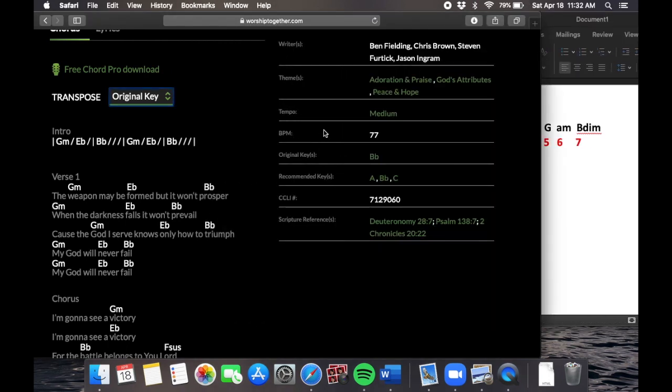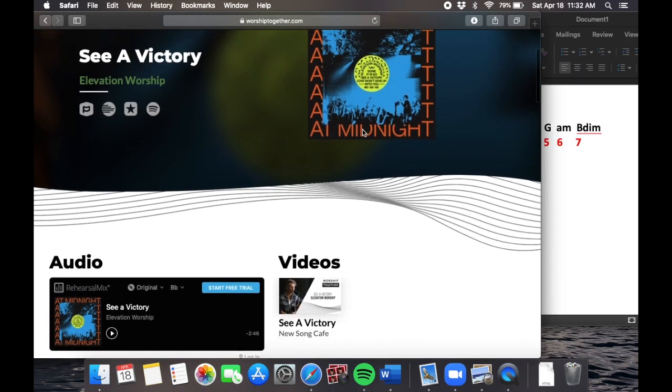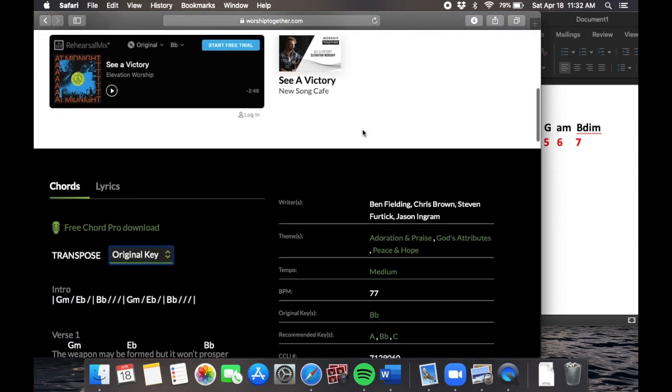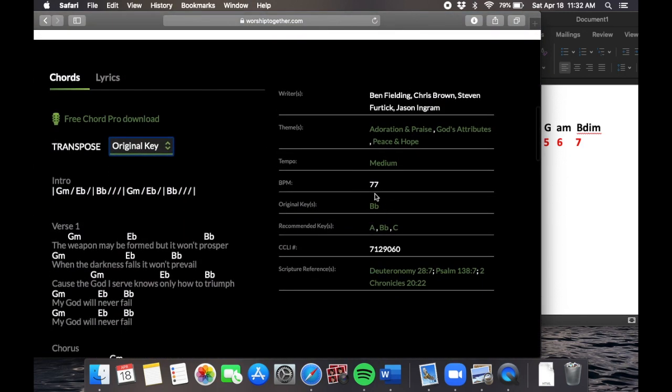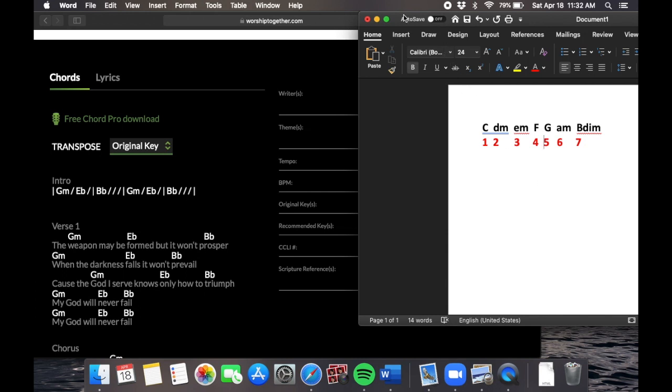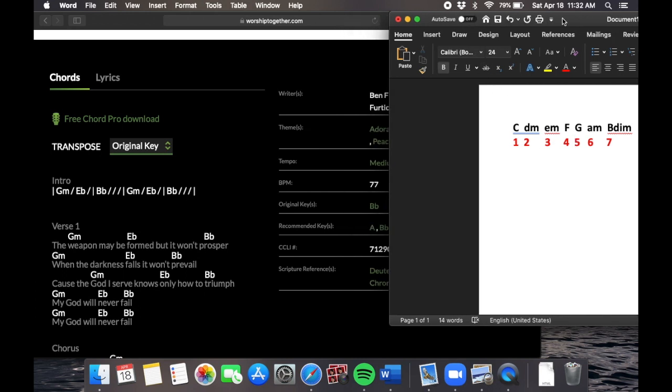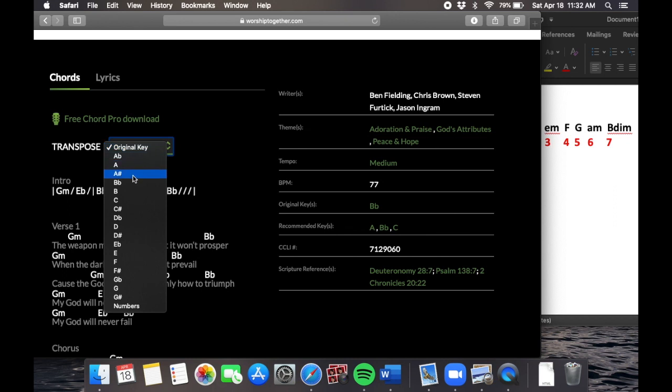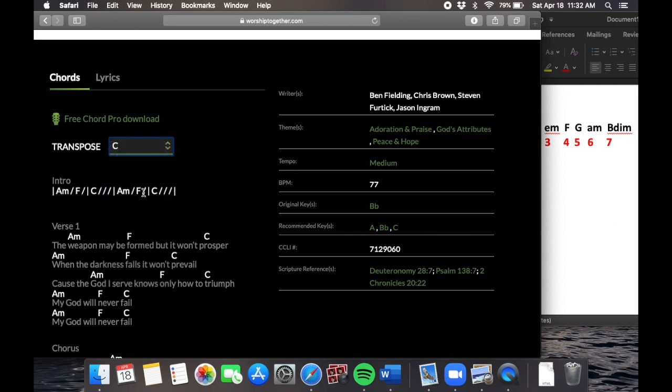So here we have the song Sea of Victory by Elevation. And the original key is B flat. But just for this example, we're going to change it to C, since we already wrote it down over here.